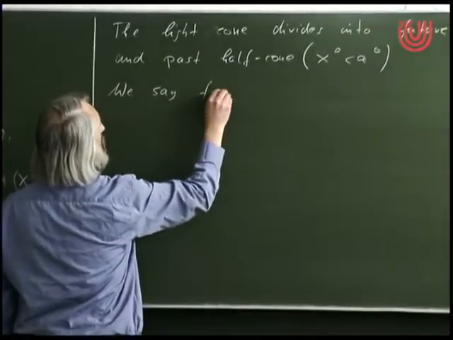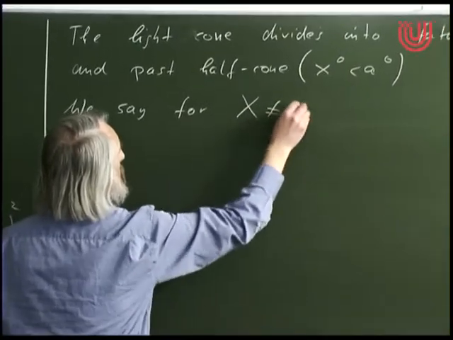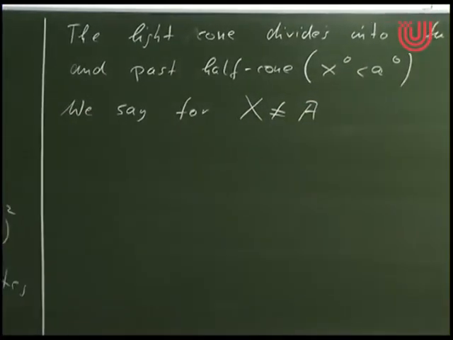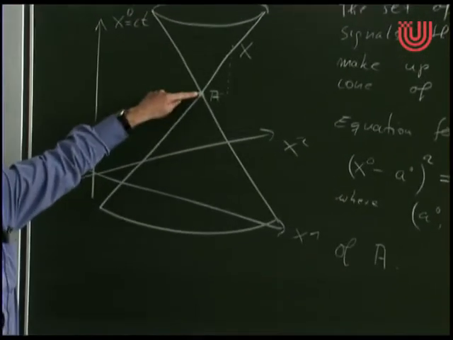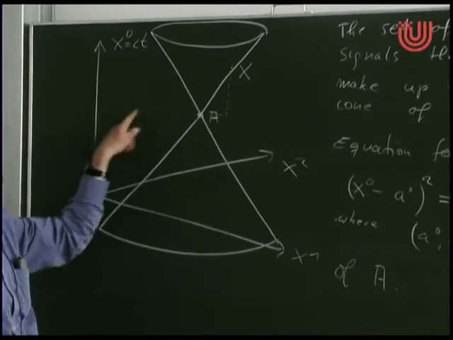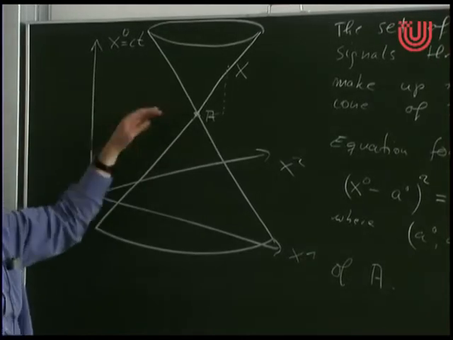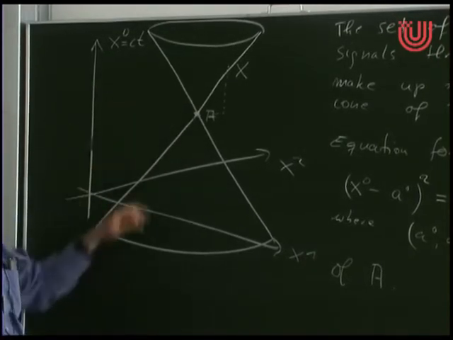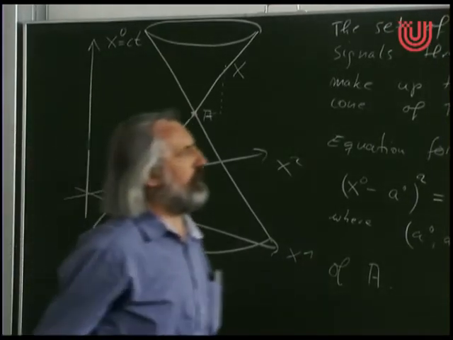We say this is only meaningful for events x which are not A. So the event A itself lies neither in the inside of the cone, nor in the outside, nor on the boundary. Because, well, it lies on the boundary, but on this very special point here. So we exclude the point A.